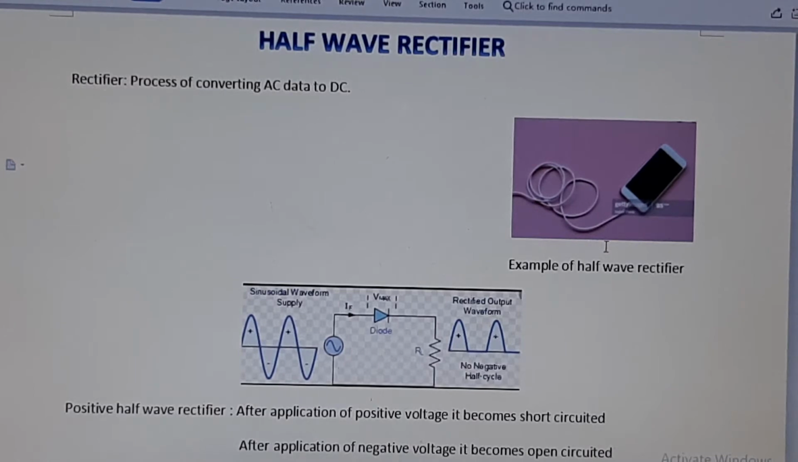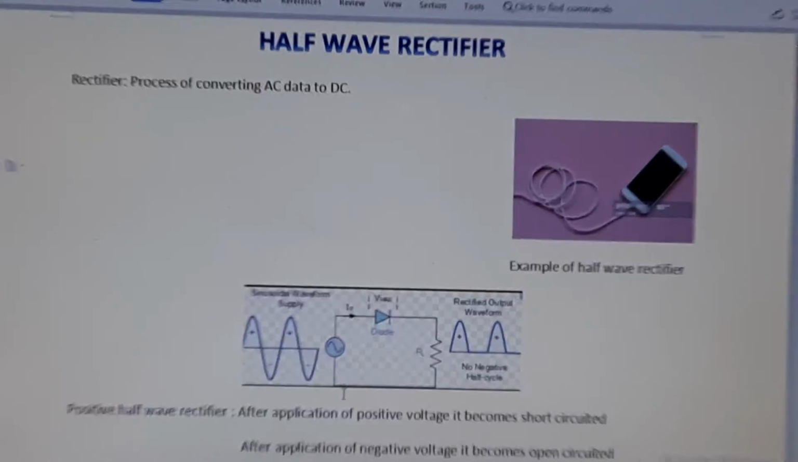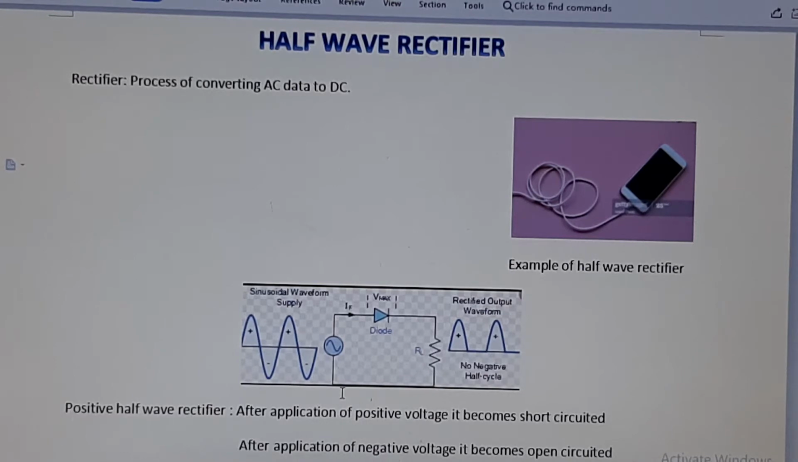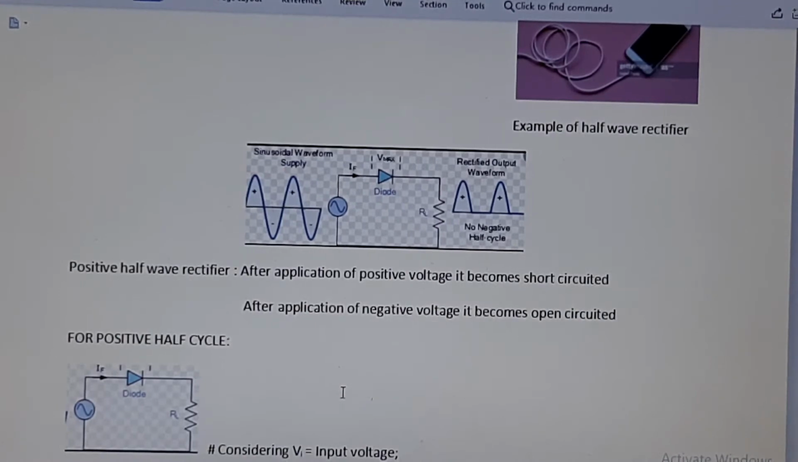Let's assume we applied a sinusoidal voltage as an input signal in this particular circuit. As long as the voltage is in the positive half cycle, the diode is short circuited and the current will flow. But during the negative half cycle, the diode is open circuited and no current can flow through it. As a result, this type of output waveform is generated.